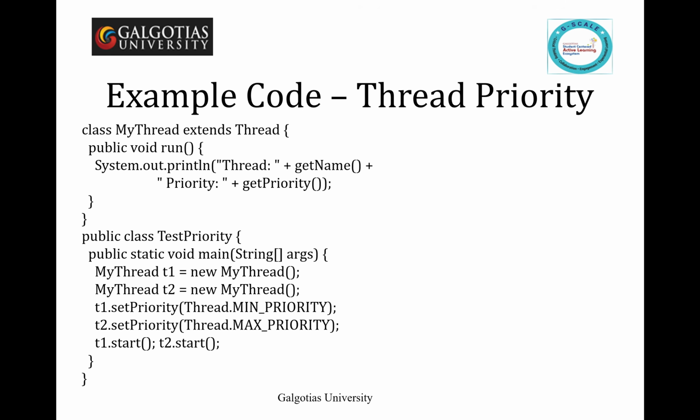In this example, we create two threads. One thread is assigned minimum priority and the other is assigned maximum priority. When both threads are started, we print the thread name and its priority. You may observe that the higher priority thread often executes first. But again, this behavior is not guaranteed. This shows how priority influences scheduling but does not fully control it.